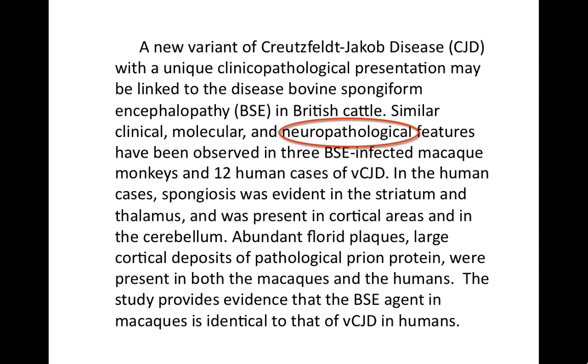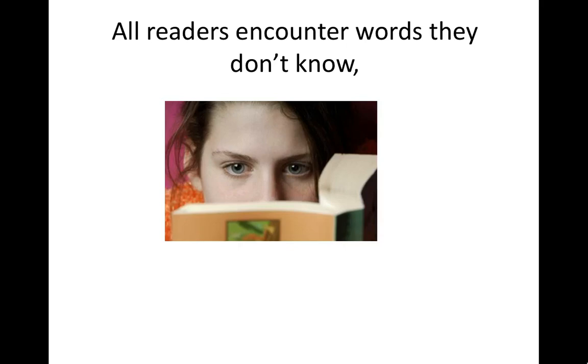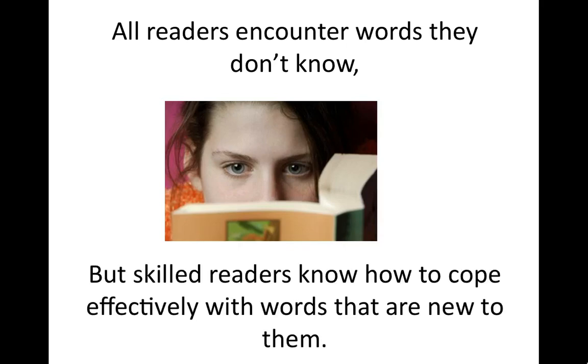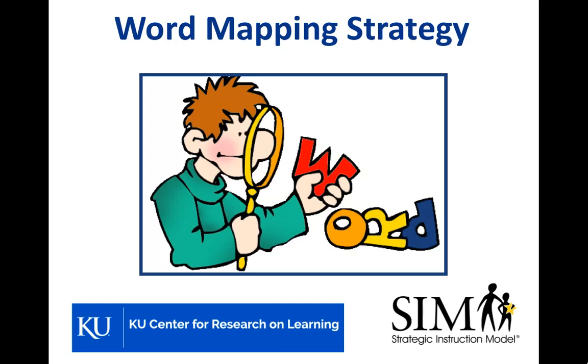That's what good readers do. They look for the familiar parts in words to help provide meaning to what they are reading. All readers encounter words they don't know, but skilled readers know how to cope effectively with words that are new to them. The word mapping strategy lays out a step-by-step procedure for teaching students a way to tackle the hundreds and thousands of unknown words that they will encounter. Our next video session will focus on the importance of teaching students word parts or morphemes. It is the first step in preparing them to become strategic thinkers when it comes to words.